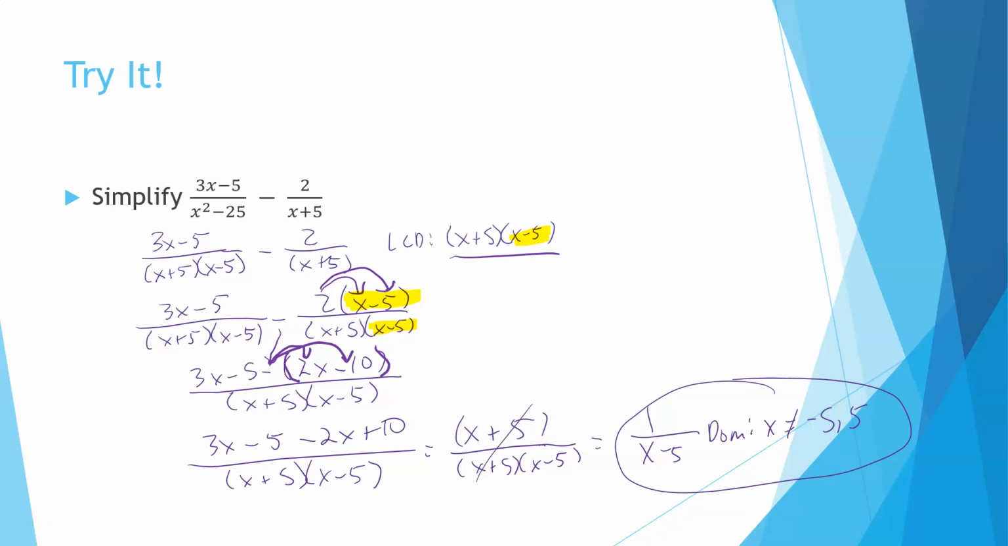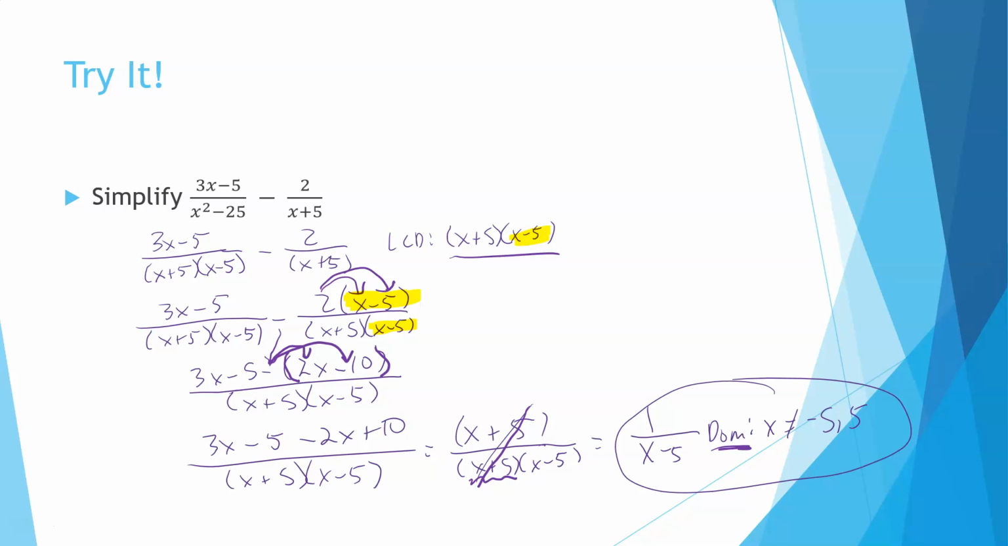Once I do, then I got x plus 5 on the top, which actually then cancels with the x plus 5 on the bottom. When nothing is left on top, remember that's a 1, so I have 1 over x minus 5. And this is an example where the domain restrictions are really important because we actually canceled one out. So my domain is that x can't be negative 5 and can't be positive 5.